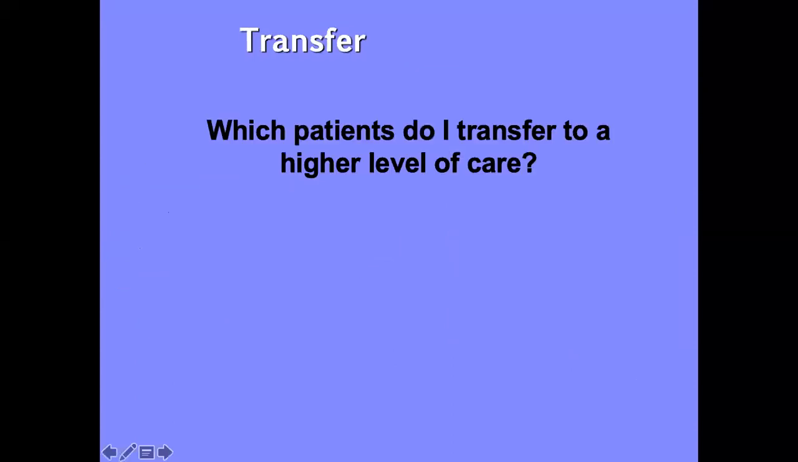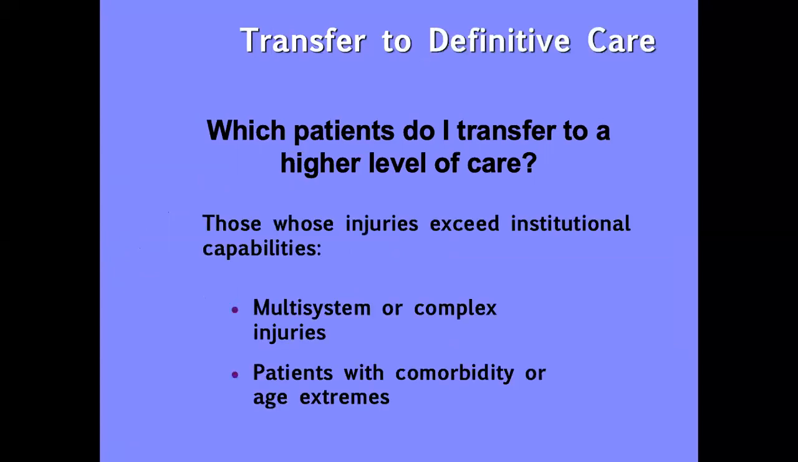Transfer is done for patients who require a high level of care. This has to be done in those cases where the patients have multi-system or complex injuries, or the patient has comorbidities or is at an age extreme. These are the places where your institution may not have adequate capabilities to manage these types of advanced problems. In this scenario, if your local center is not able to tackle these types of patients, you should always plan to transfer the patient to definitive care.